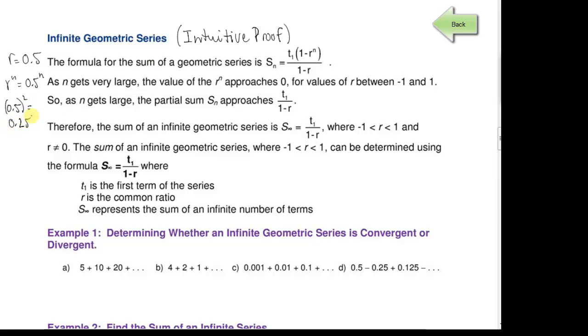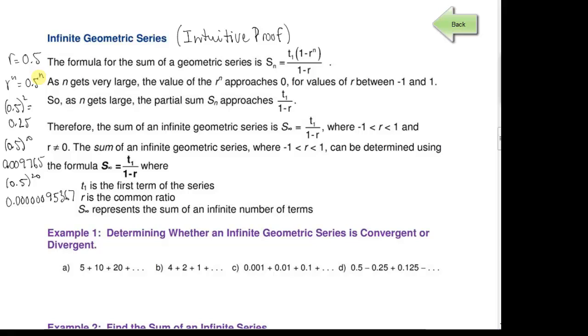Let's increase the value of n. Let's say that n is 10, and we raise 0.5 to the 10th power. You would get 0.009765. Let's make n even bigger. Let's say that n is 20, and we raise 0.5 to the 20th power. You get point, and then 6 zeros, 1, 2, 3, 4, 5, 6, and then 9, 5, 3, 6, 7.